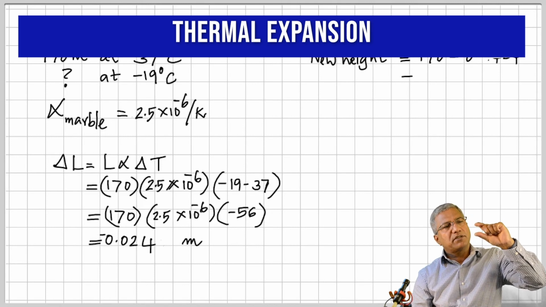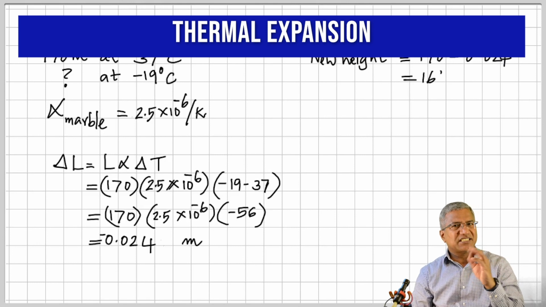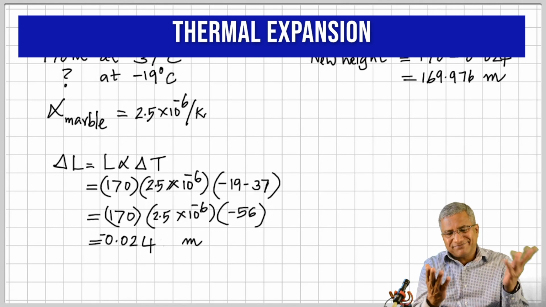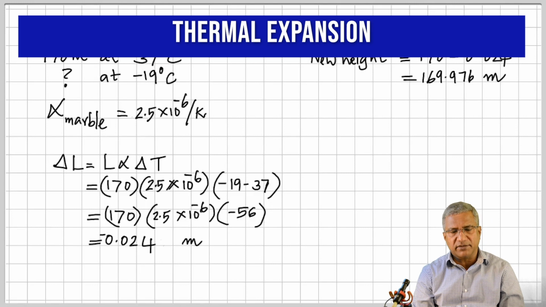Yes, the Washington Monument contracts by that much. So you see the contraction and expansion is not that much for metals. Okay, you see that. So what is the new height? Well, if you contracted by that much, 170 minus that will give you the new height. I'm sure you understood that.